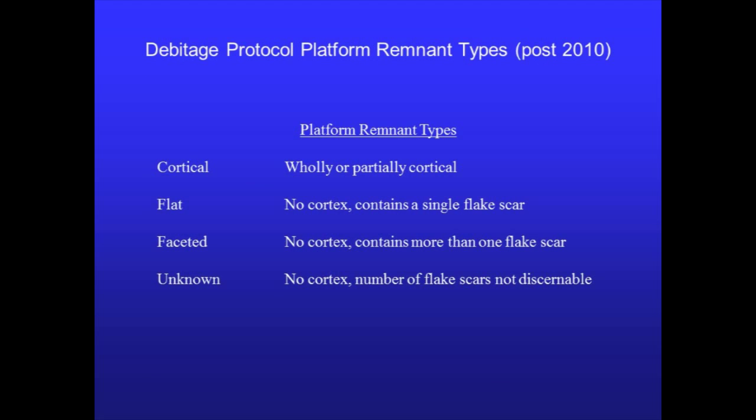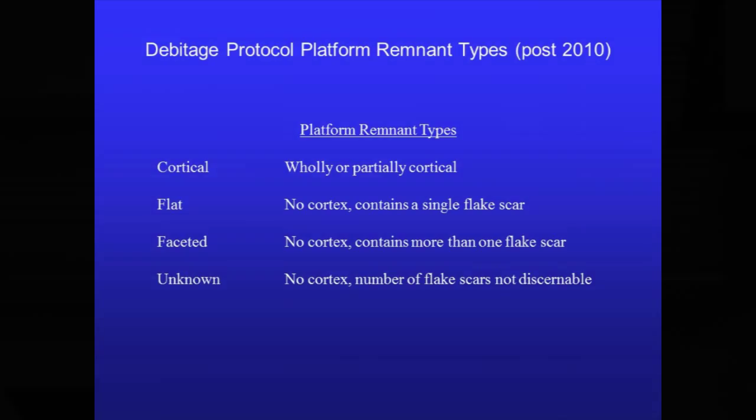So for our very basic debitage analysis, we have more types if we do the detailed stuff, but for the basic analysis, we have 4 platform remnant types that we sort flakes into. Again, these are a series of yes or no questions. Does the platform remnant contain cortex of any amount? Yes or no? If not, does it contain only a single flake scar? It's either 1 or more than 1. Then we have an unknown category, obviously, for things like crushed platforms or double struck platform remnants.